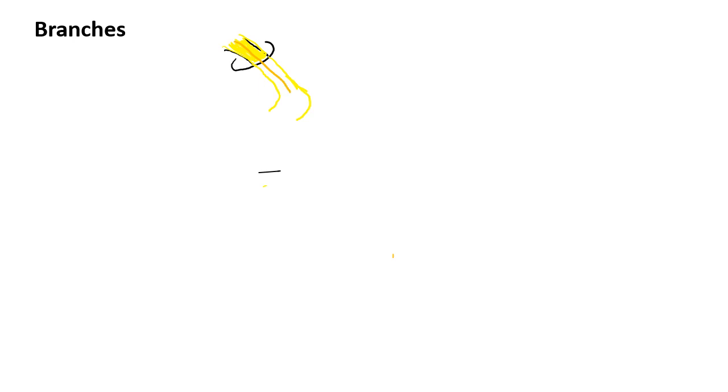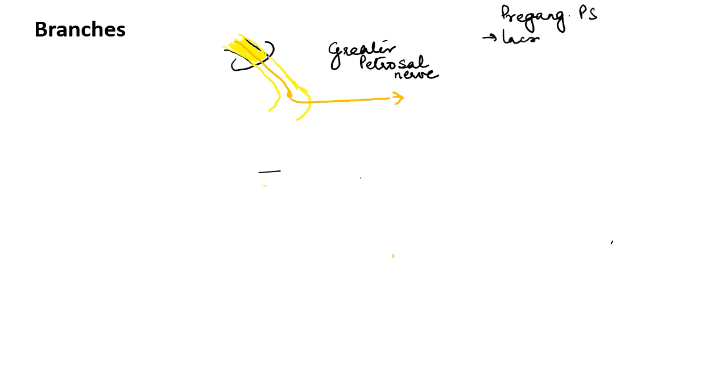Now from here, the sensory root fibers, in this ganglion, give rise to the first branch which arises from the geniculate ganglion, which is the greater petrosal nerve. The greater petrosal nerve is carrying the preganglionic parasympathetic fibers for the lacrimal gland, the nasal glands, and the glands on the palate. It is also carrying taste fibers from the palate.